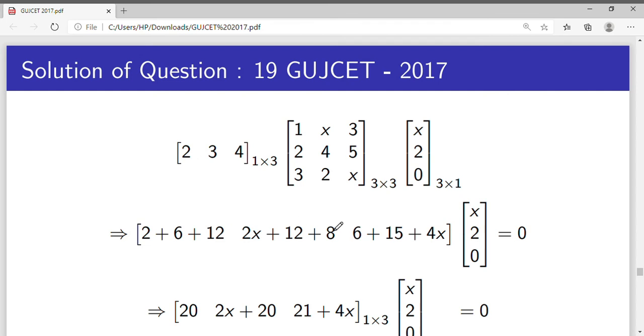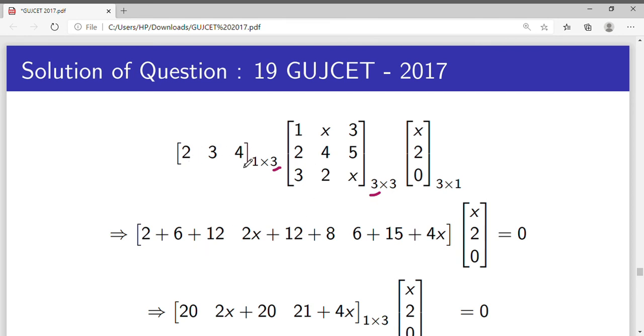Now do the matrix multiplication. For the first matrix, here check the condition. The number of columns of the first matrix is the same as the number of rows of the second matrix. So now matrix multiplication is possible, and the resultant matrix is of order 1 by 3. Now here do the matrix multiplication. This row multiplied by the first column. So 2 ones are 2, 3 twos are 6, 4 threes are 12.